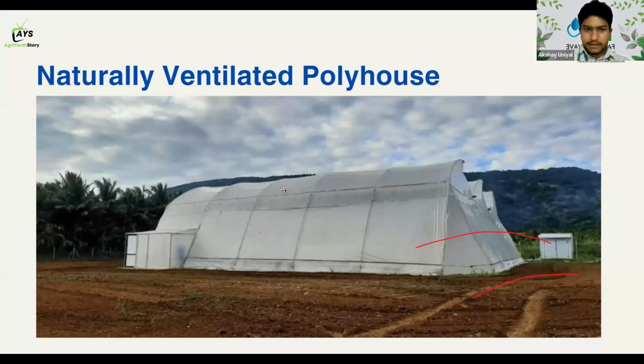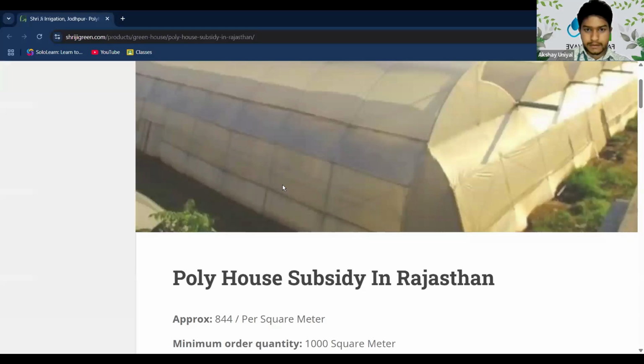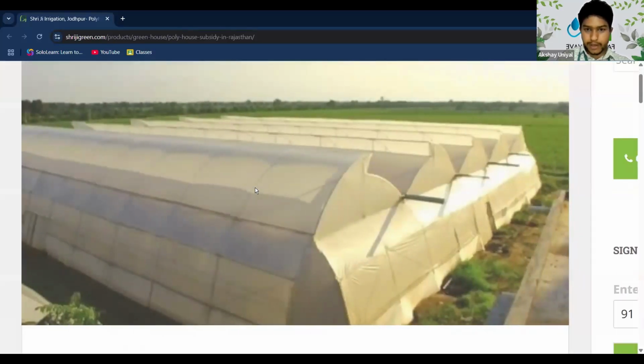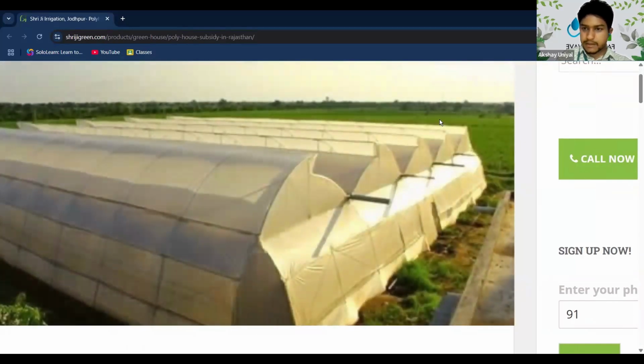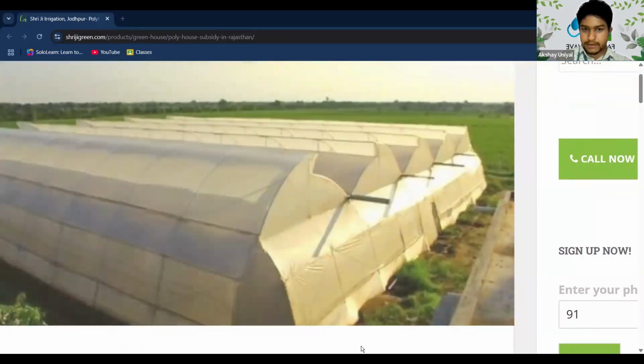Now, I think this will be easier for me to explain. Okay, so this is what a polyhouse looks like. I think it is visible. Now, this is a view of a polyhouse. This is the first image that I could find on the net, so it's very easy for you to see.